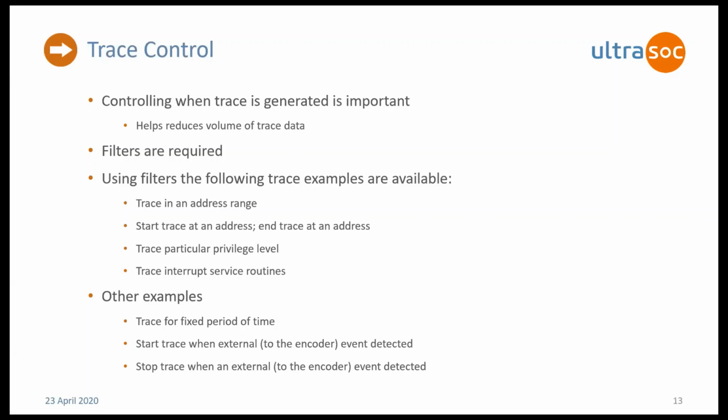As I mentioned, our trace encoder IP supports filtering to filter trace within a specific address range, particular privilege levels, interrupt service routines, over a particular period of time, or start or stop trace when some system level event is detected, and so on. The reason for wanting to do that, again, is to help improve the life of the person who's doing the debug, trying to focus only on the areas that require debugging and not on the stuff that's not interesting.